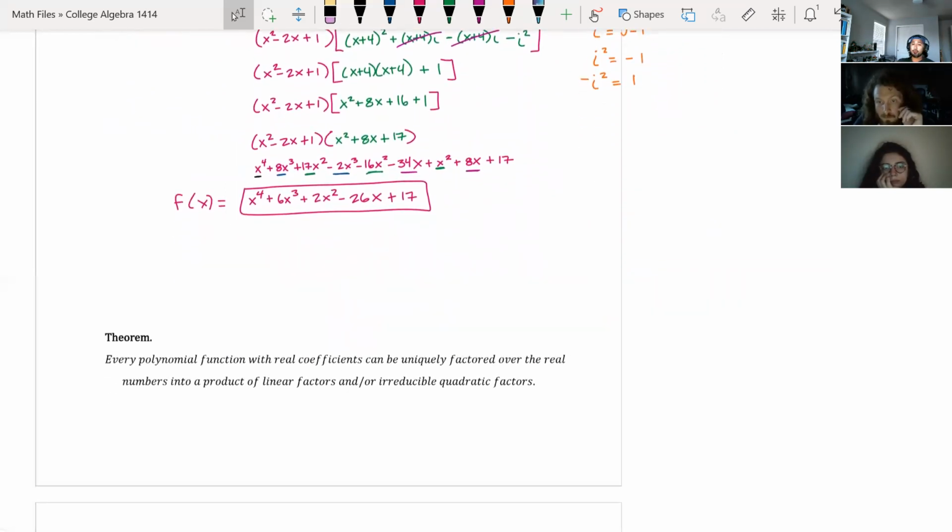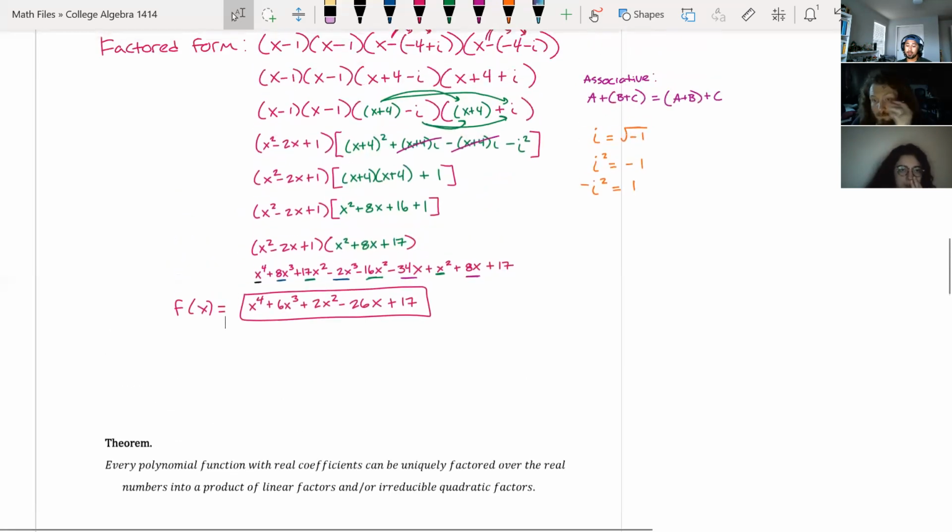Oh, another little theorem down below. Every polynomial function with real coefficients can be uniquely factored over the real numbers into a product of linear factors and/or irreducible quadratic factors. So again, another theorem stating everything we've learned so far. We know that we can break down polynomial functions by synthetic division and potential zeros to put it into a form of linear factors. Or I shouldn't say linear, but some of those factors could be irreducible quadratic factors. Okay. So just putting more definition behind everything we've been doing.